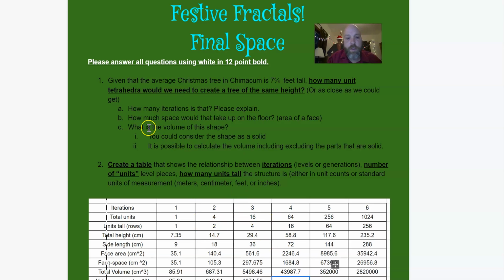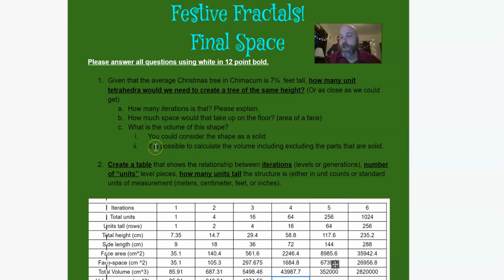The table comes first. It answers these questions. How many iterations does it take to get that tall? How much space would that take up on the floor? That's about area. We talked about area yesterday. The last thing we really need to talk about, that's confusing to a lot of people, is volume.